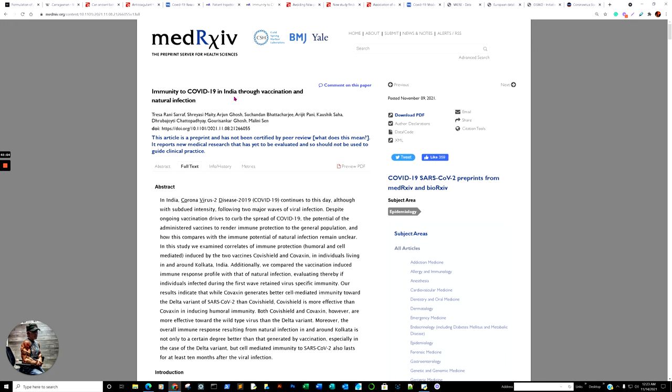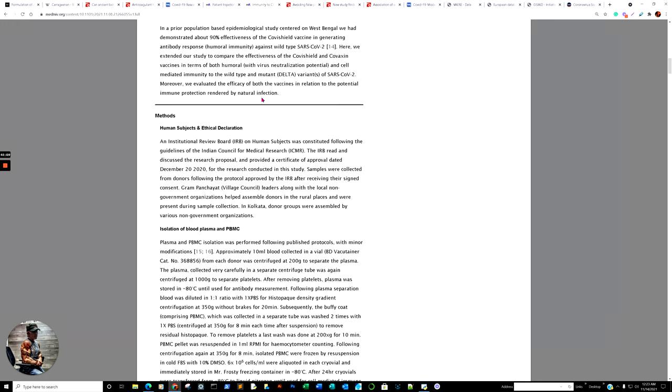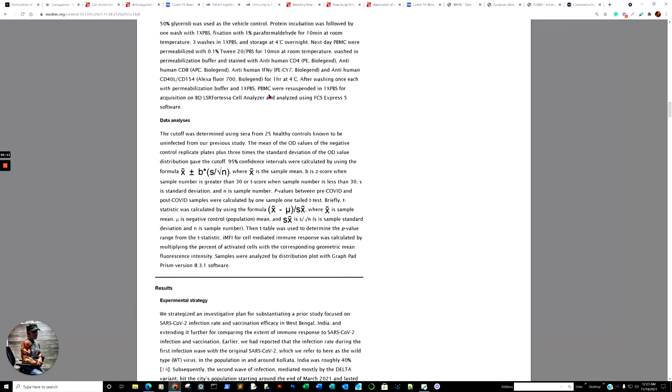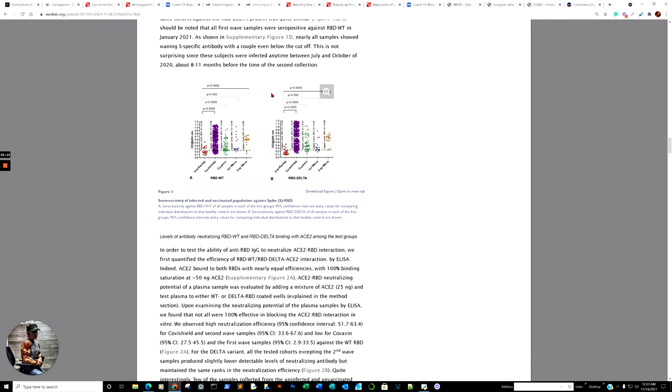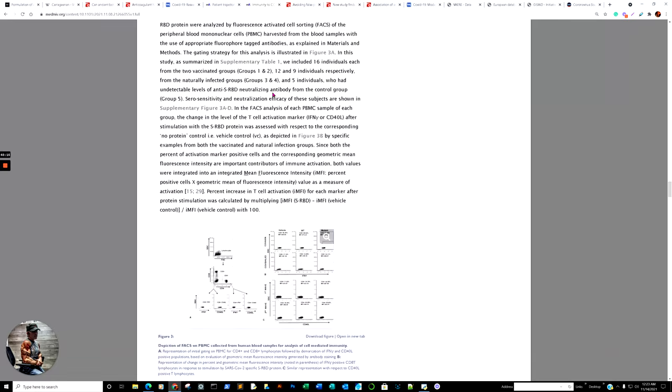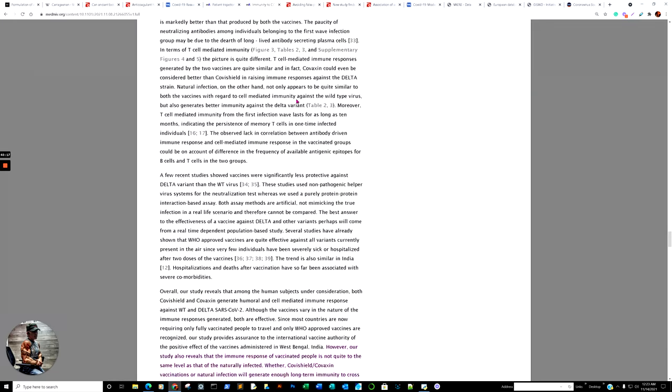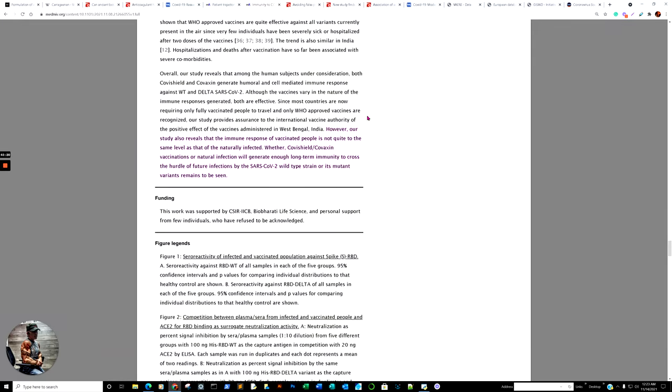Immunity to COVID-19 in India through vaccination and natural infection. We'll just go to the synopsis here, because it says it best, and plus we're so limited on time. All right, here we go. However, our study also reveals that the immune response of vaccinated people is not quite to the same level as that of the naturally infected.